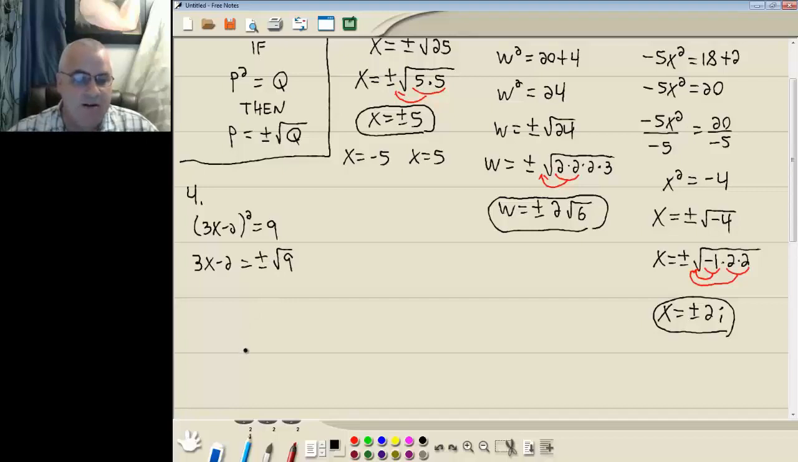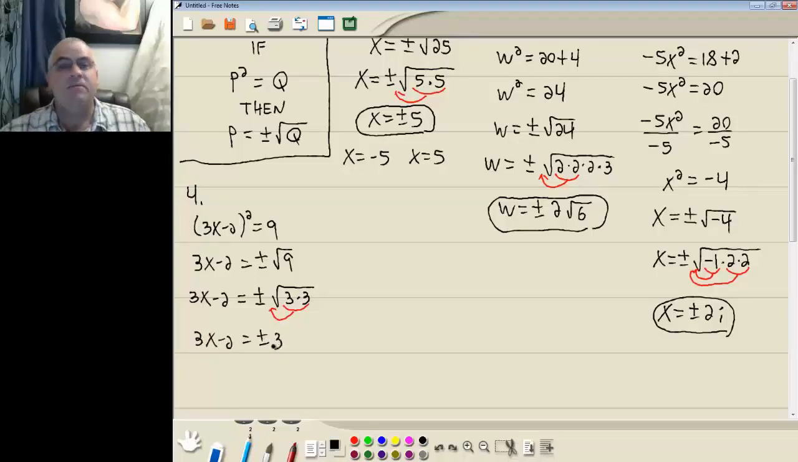Now always you should simplify your radicals before you go on. So in this case we got 9, which is 3 times 3. And remember the square root, we're looking for a pair of somethings. So here we got a pair of 3's. They're going to come out in front as a single 3. So we got 3x minus 2 is equal to plus or minus 3. Now I took everything out of the radical, so the radical just disappears.